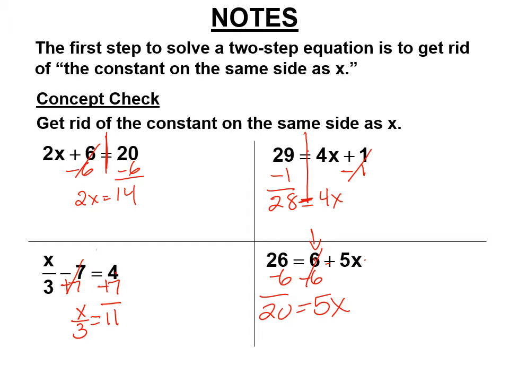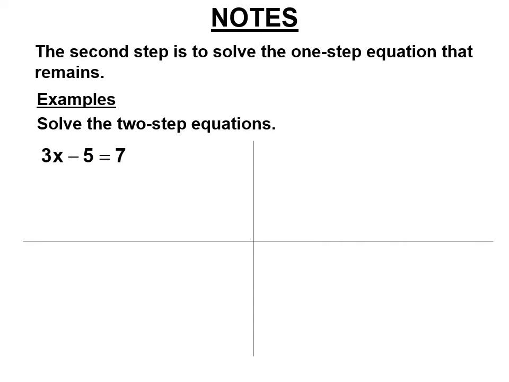Okay, so that's step 1 of a two-step. We did step 1 four times. Notice every single time we added or subtracted. That's all you do in step 1. You never multiply or divide in step 1. All right, so now we're going to do the whole thing. So it's subtract 5, so we add 5 to both sides of the equal sign. We get 3x equals 12.